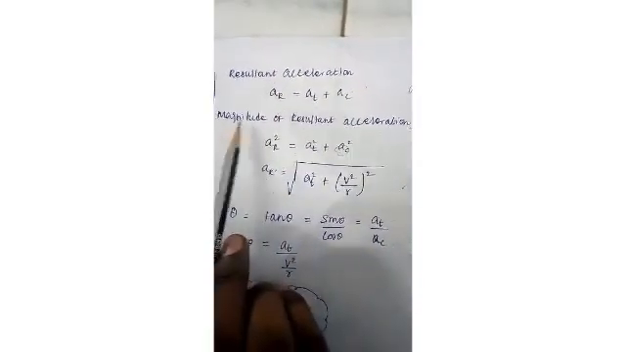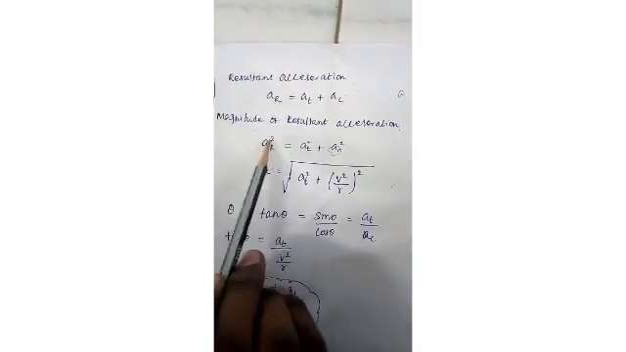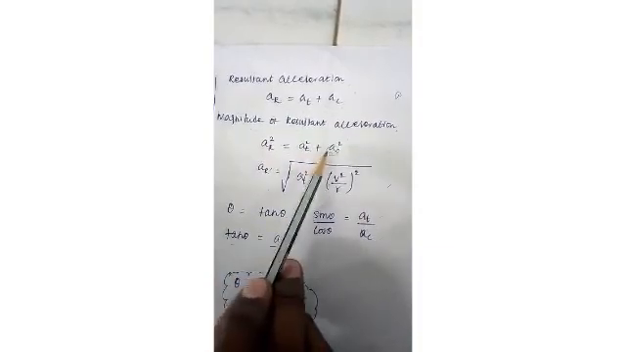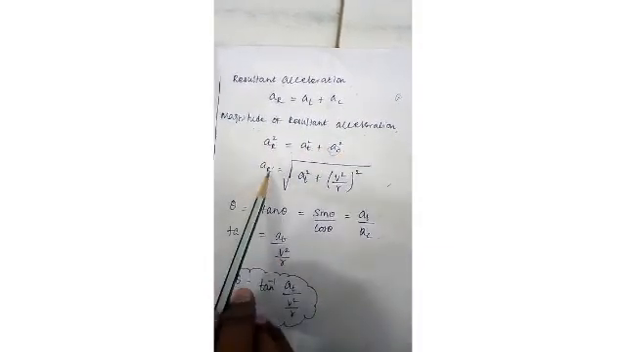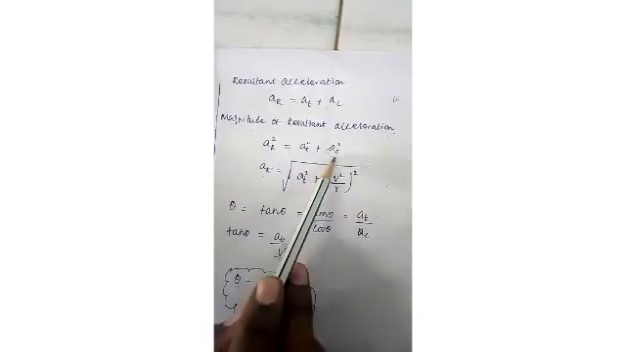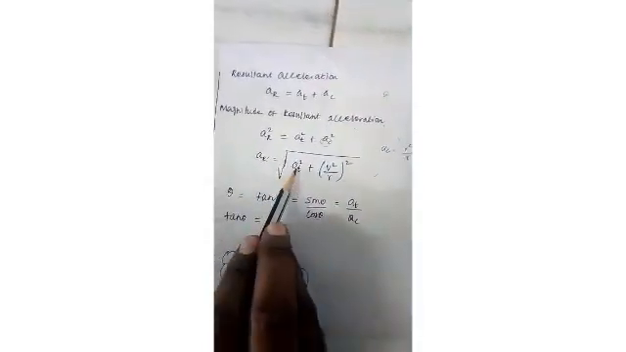Next, I want to calculate the magnitude of this resultant acceleration. How to calculate it? Put the square on both sides. So AR squared equals AT squared plus AC squared. To calculate the resultant acceleration, it is the square root of AT squared plus AC squared. Here centripetal acceleration, as already seen, AC equals V squared divided by R. So AT squared plus (V squared divided by R) whole squared.